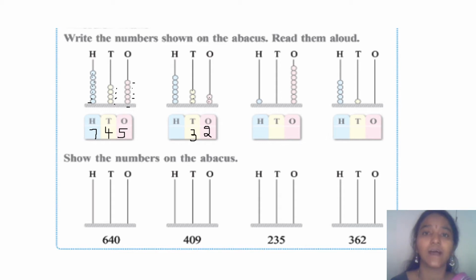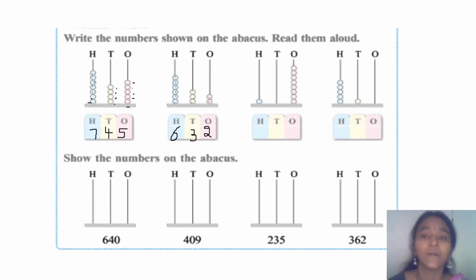And under hundreds, how many beads are there? 1, 2, 3, 4, 5 and 6. So how many? 6. How will you read this? 632. And these two I am leaving for it.